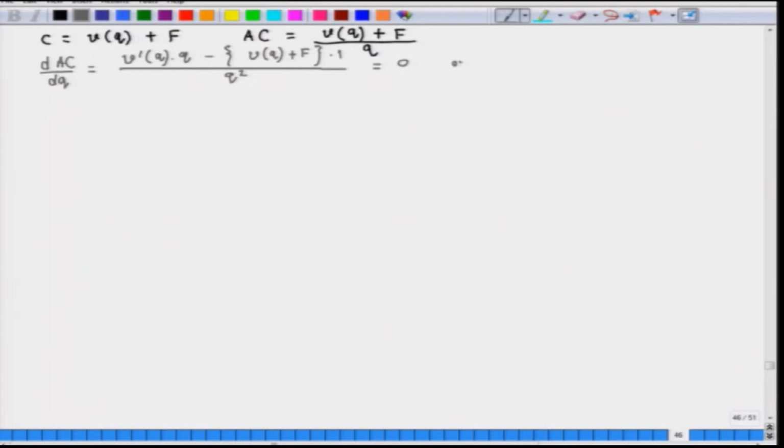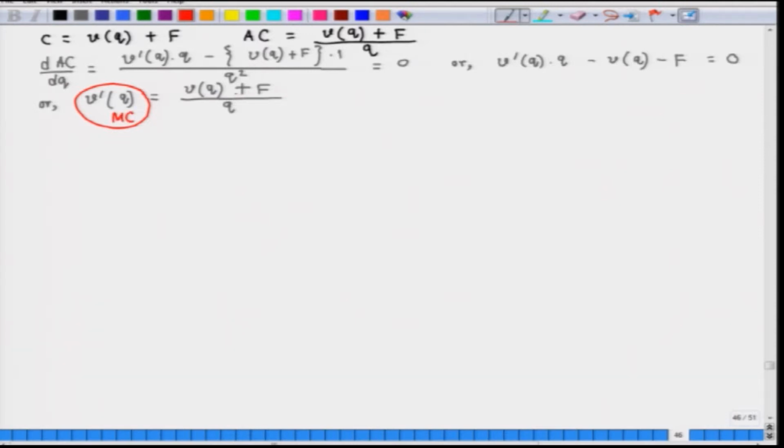So, we can write, or we can write, so what does that mean? So, what is this element? So, this is basically my marginal cost, okay.